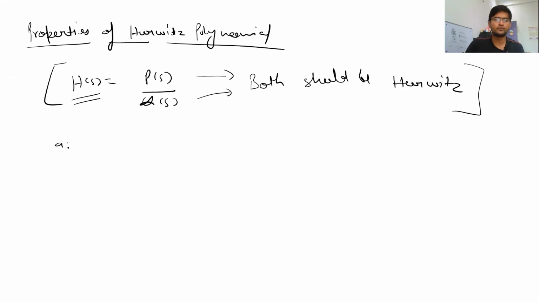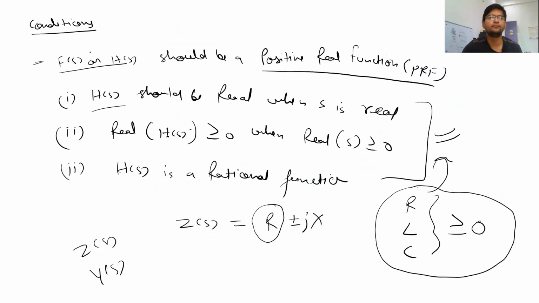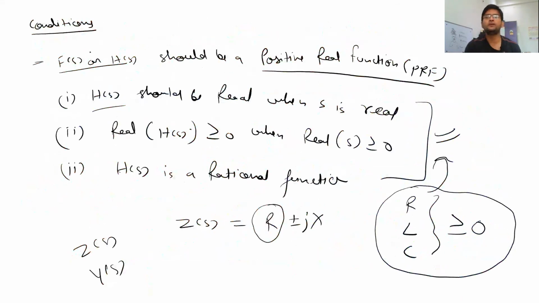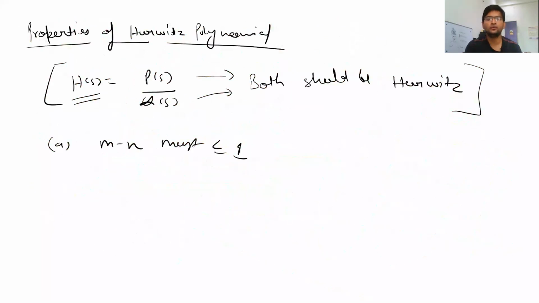So the first property is that m minus n must be less than or equal to 1. And what was this m minus n? So you remember this polynomial here. The n was the highest power of the numerator and m was the highest power of the denominator, or you can say that n was the degree of the numerator and m was the degree of the denominator. So the difference between m and n must not be greater than 1 in any case. So this m minus n difference must be less than or equal to 1. So we will see why it is so.